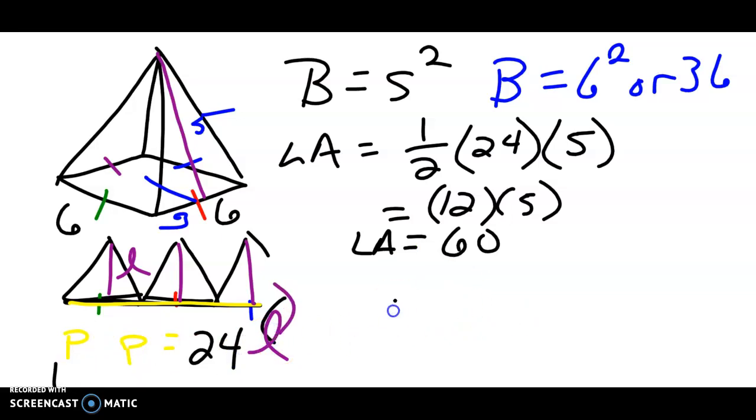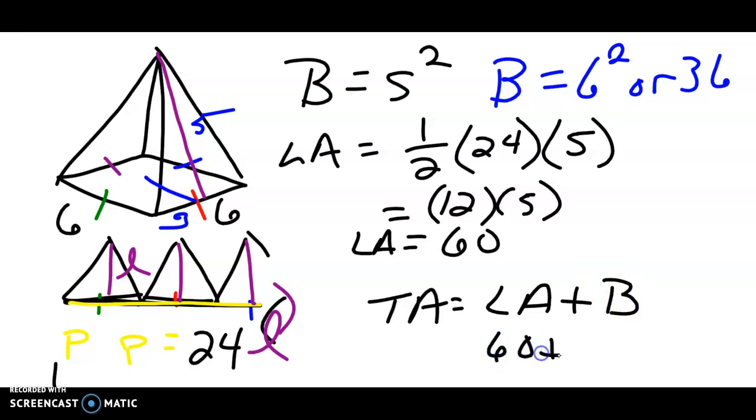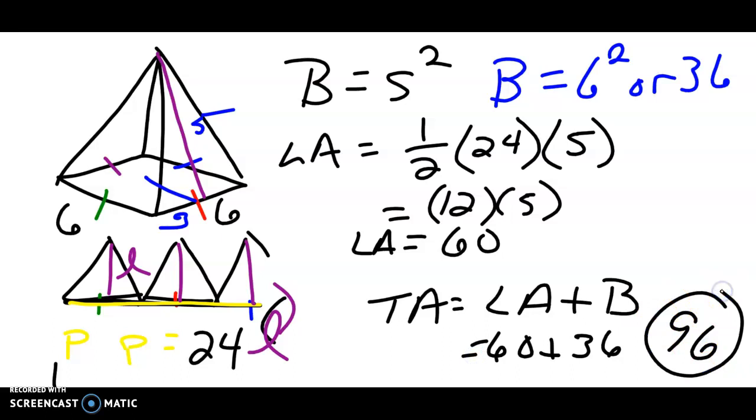Then our total area is going to be the lateral area plus the base area. Lateral area is 60 plus the base area 36. So our total area would be 96. Cone, same concept. Except with our cone, our base is always going to be a circle.